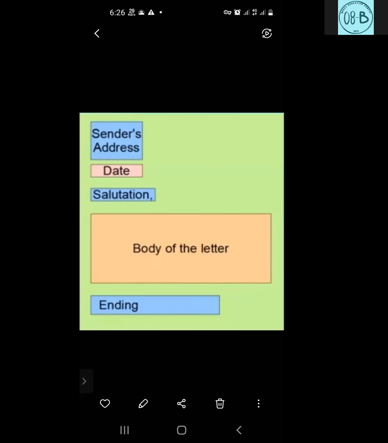But when we are writing a letter, we have to write the date. Understood? Yes, sir. லெட்டர் எழுதும்போது நாங்க டேட் போட்டு எழுதணும். Okay. Then the next thing is salutation. What is the salutation given in this letter?